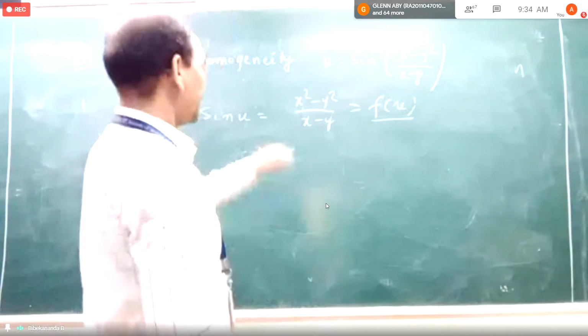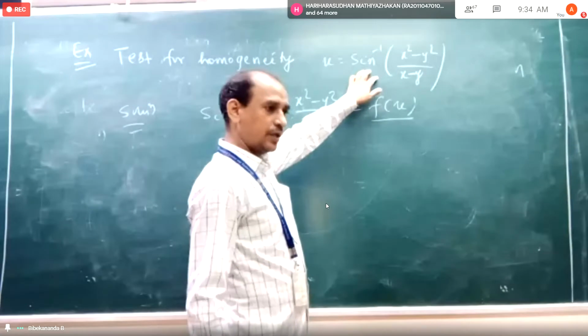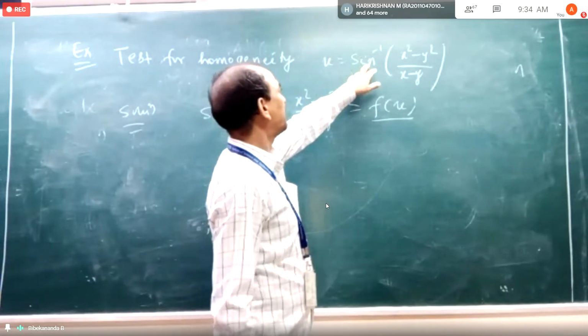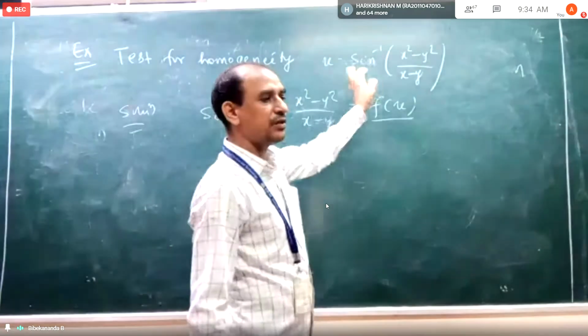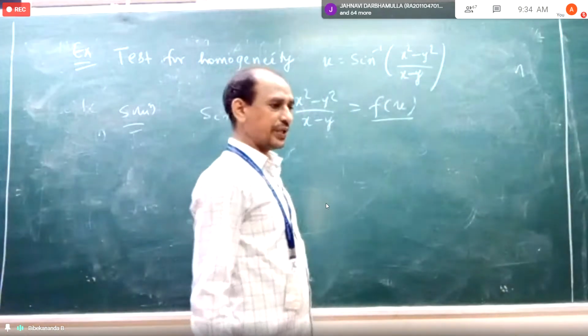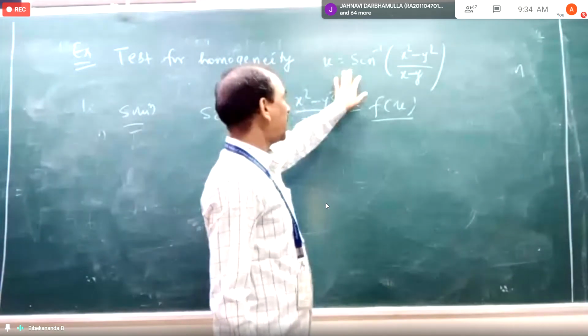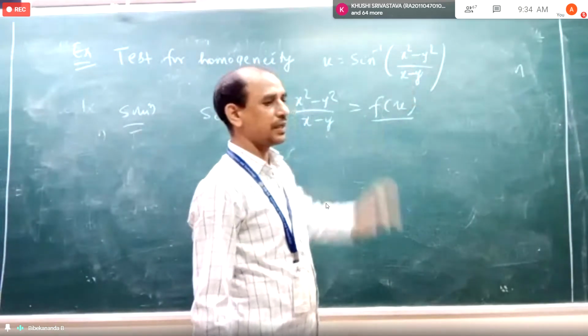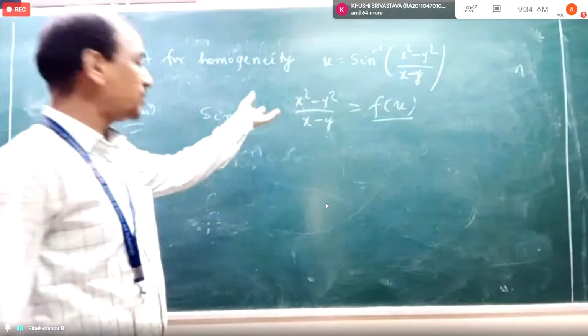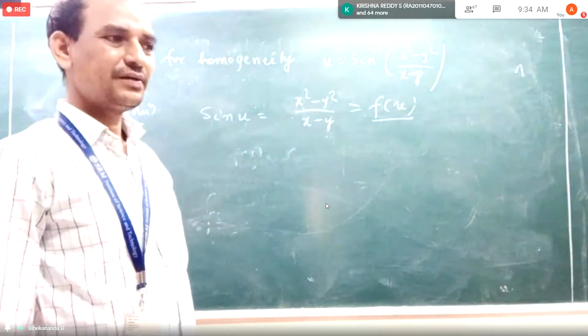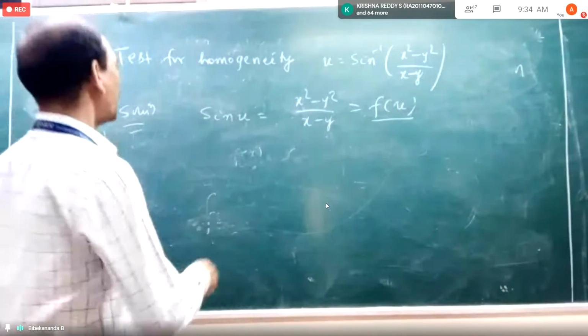If this type of problem comes, you first take this term to this side, or multiply throughout the equation. So this side will be some function equal to x square minus y square by x minus 1. Now, is it possible to check whether the function f of u is homogeneous or not? Yes, sir. Now how can you do it?